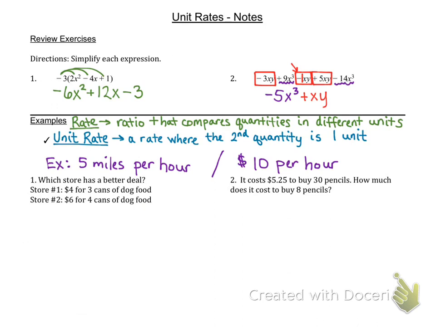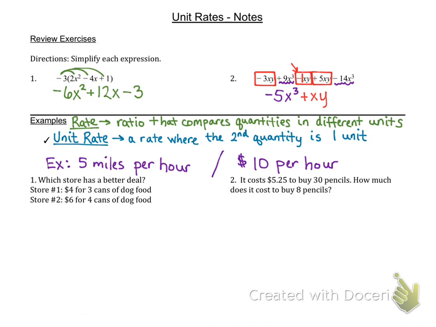Okay, now let's talk about rates and unit rates. A rate is a ratio that compares quantities that are in different units. And a unit rate is a rate where the second quantity is 1 unit. Some examples of a unit rate would be 5 miles per hour, or if you're earning $10 per hour. Those are both considered a unit rate because the second quantity is 1 unit. When we say per hour, that means 1 hour.